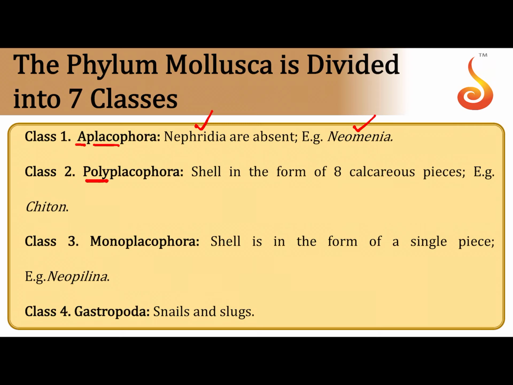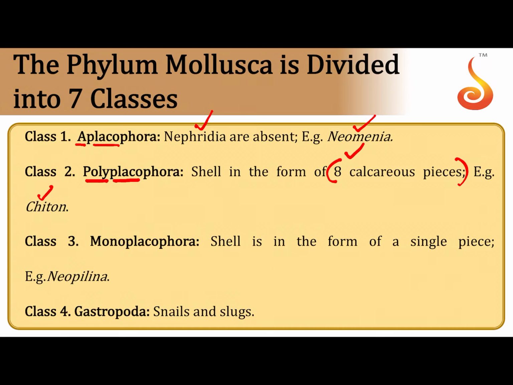The second one is Polyplacophora, class 2. As you can see, poly means many and placo means plate. So the body consists of a calcareous shell that is divided into several calcareous plates, individual calcareous pieces. Now there are totally 8 calcareous pieces which are fitted into each other, as in the case of chiton.